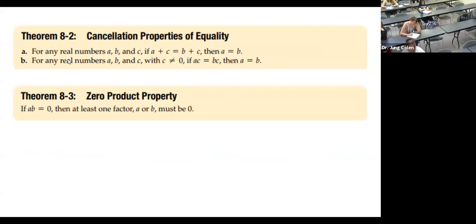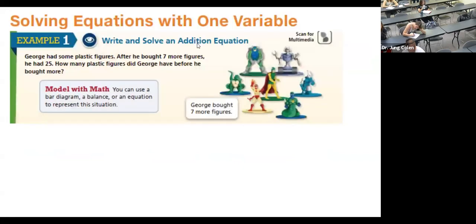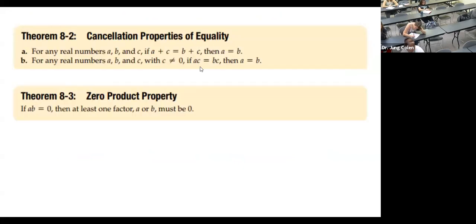Cancellation properties of equality. So we can cancel out things, right? So for any real number a, b, and c, if a plus c is equal to b plus c, then what? I can add negative c to both sides of the equation, and we can cancel out the c's, right? So we get a equals b. That's a cancellation. For multiplication, how can we cancel out things? We can divide both sides with the same number. Dividing by c means multiplying by 1 over c when c is not equal to 0.